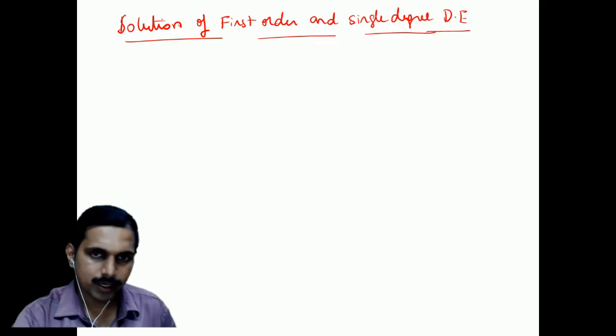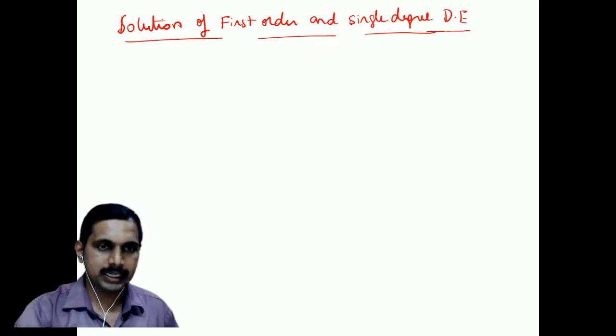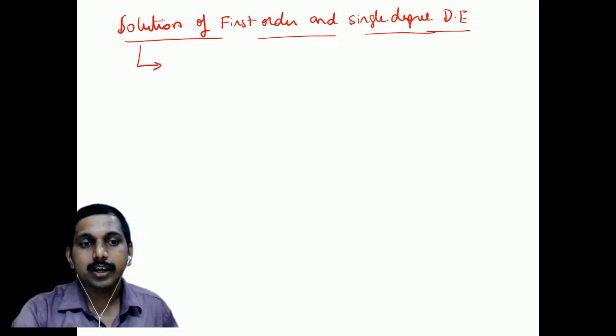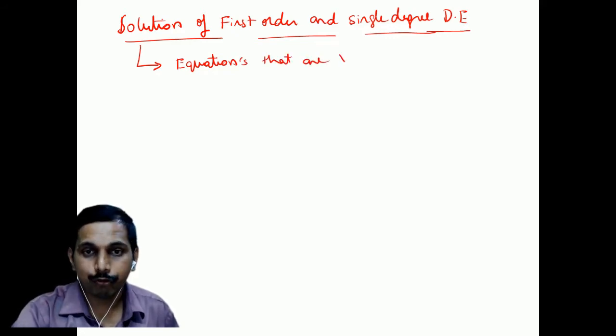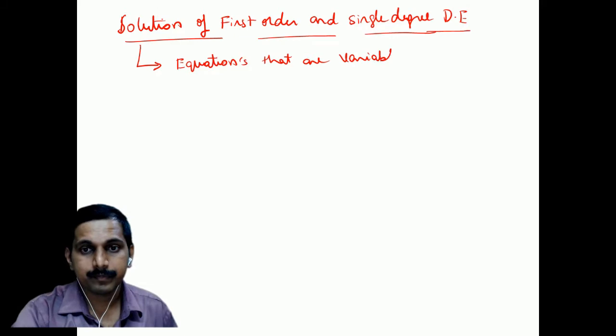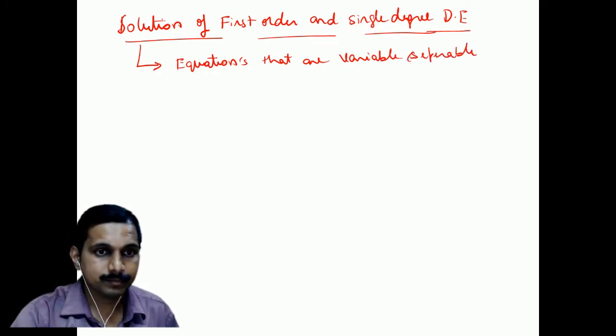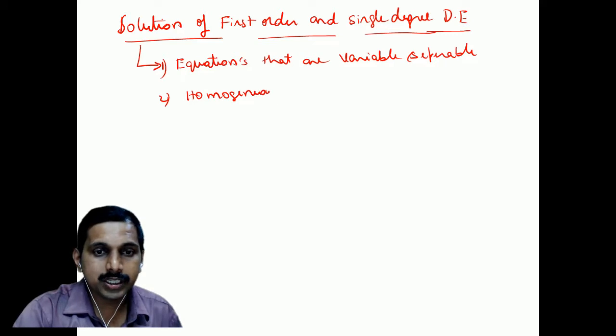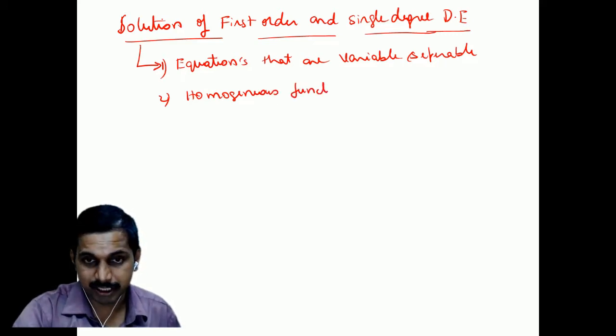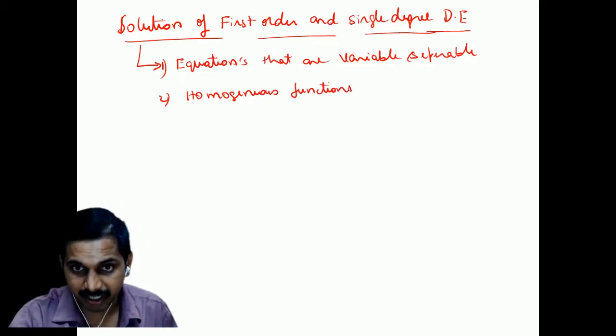Let us do that. So in this, what we are going to do is see equations that are variable separable. First one is what we see. Then second one, we will see what are homogeneous functions, not differential equation, homogeneous functions.